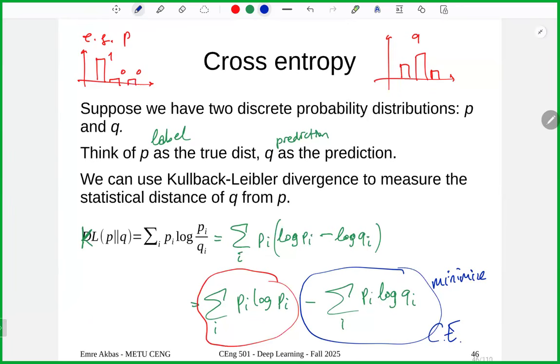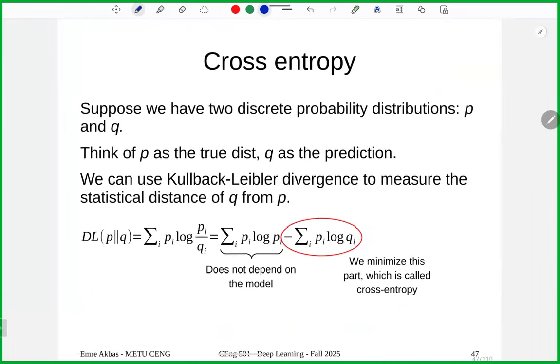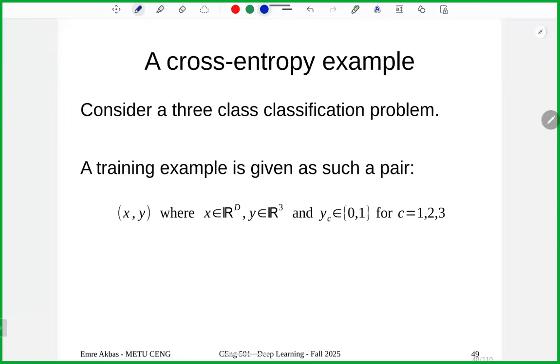Pi log qi. Pi is the label for the ith class. Qi is the model prediction probability for the ith class. Okay. So it comes from Kullback-Leibler divergence. Same thing written nicely. Let's look at a cross entropy example.